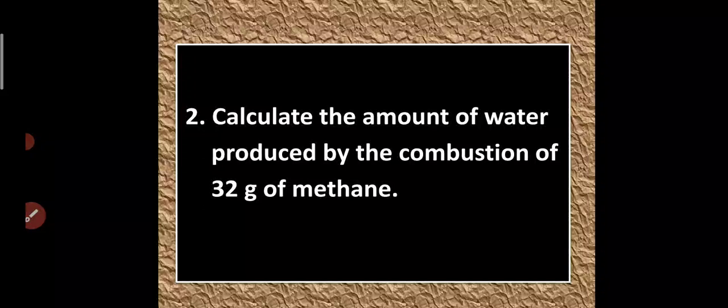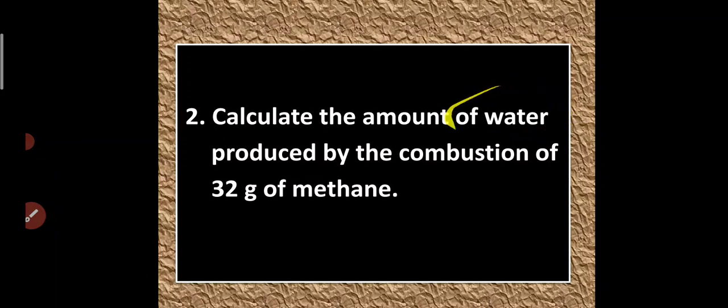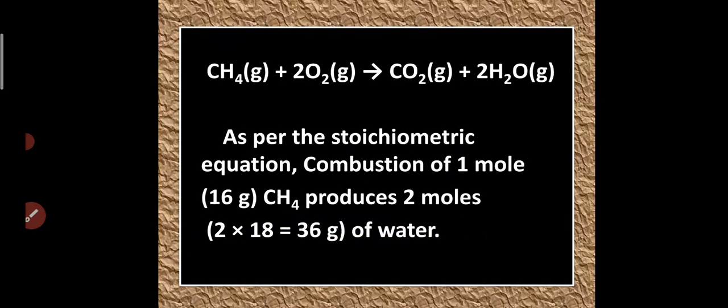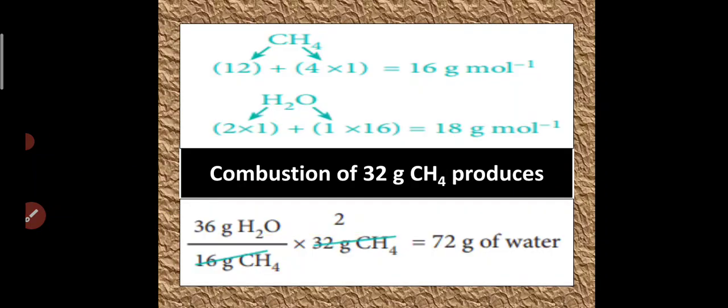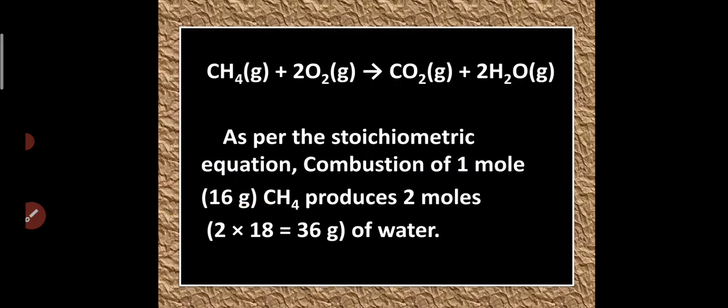Calculate the amount of water. Same way, if the amount of water is given, the moles of water should be in the numerator. And the next, 32 gram of methane should be on the right hand side of the equation. How many moles are already there in the equation, that methane should be in the denominator. So you can see here, water is given in the first half of the question. For water, we have calculated 2H2O in the equation.